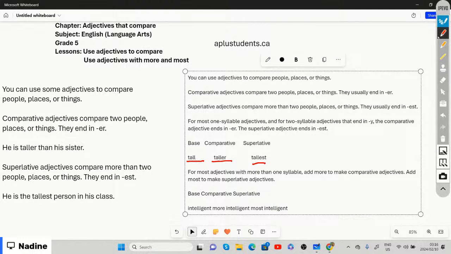And for most adjectives with more than one syllable, all you need to do is add more to make comparative adjectives, and we add most to make superlative adjectives. So we add the word more to make a comparative adjective, and we add the word most to make a superlative adjective.